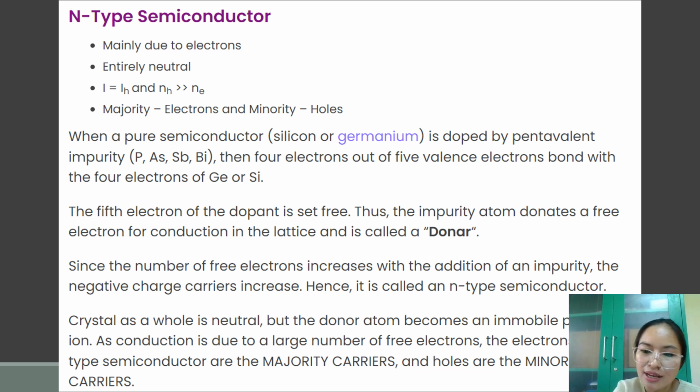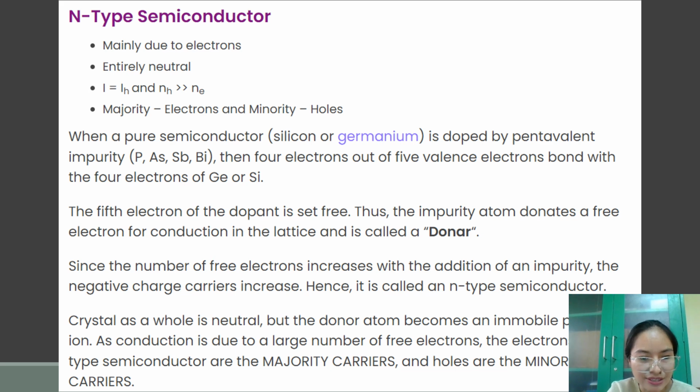Unlike in intrinsic, where there is no free electron, in extrinsic, because of the donor, there is now a free electron, much like this. Now, since the number of free electrons increases with addition of an impurity, the negative charge carriers increase. That's why it's called N-type, because of the increase in negative charge carriers. The crystal as a whole is neutral, but the donor atom becomes an immobile ion.